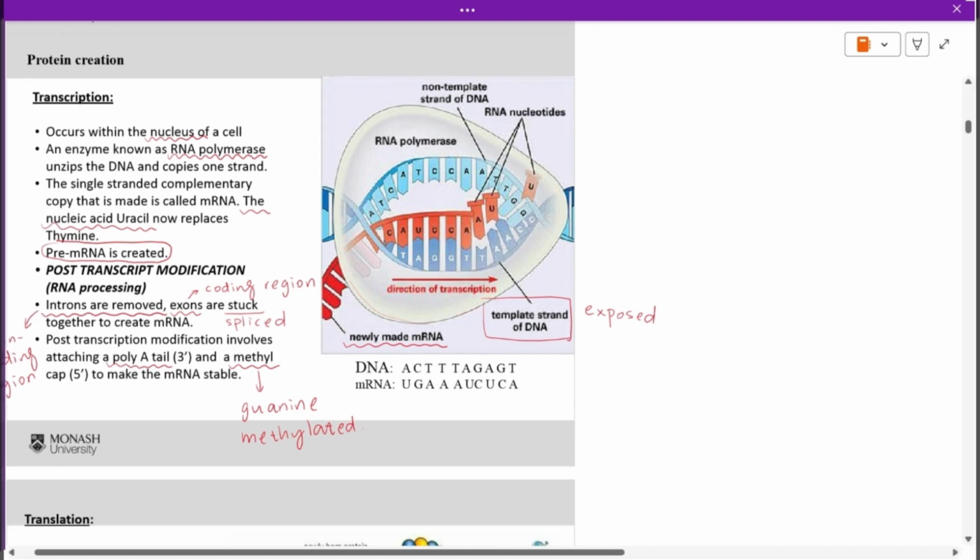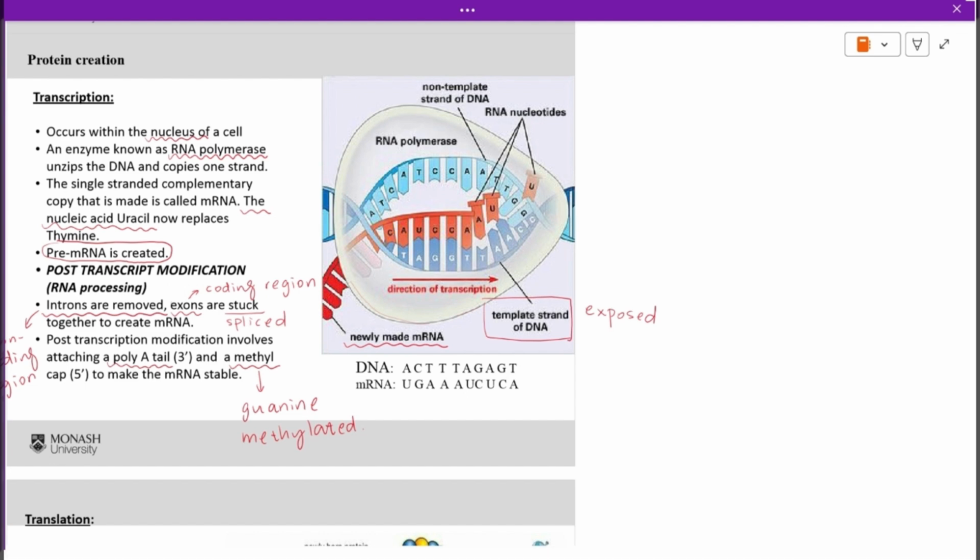Okay. So both these two structures, the poly A tail on the 3' end and the methyl cap on the 5' end, are added to prevent damage and degradation of the newly made mRNA, and make the whole structure more stable.